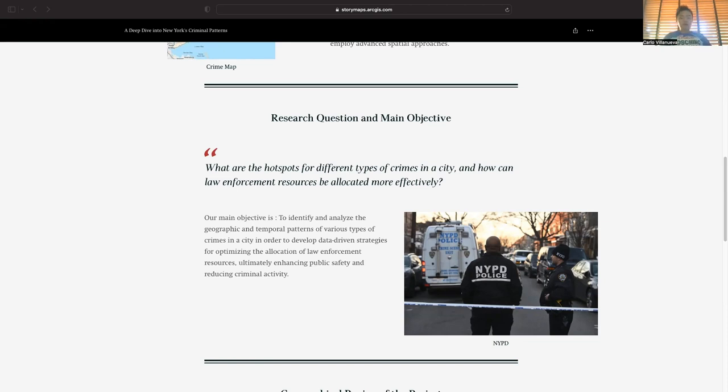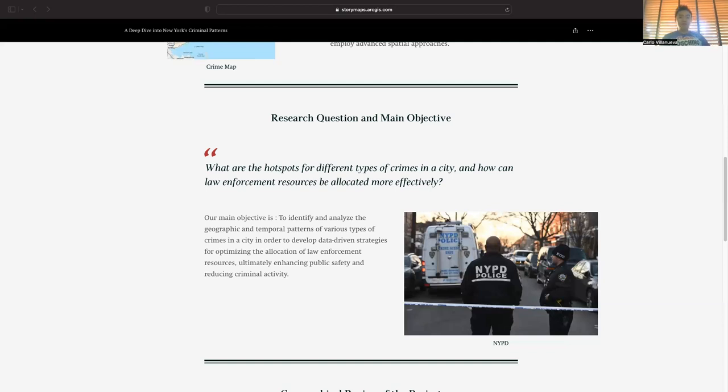Here we have: what are the hotspots for different types of crimes in a city, and how can law enforcement resources be allocated more effectively? And we have here: to identify and analyze the geographic and temporal patterns of various types of crimes in a city in order to develop data-driven strategies for optimizing the allocation of law enforcement resources, ultimately enhancing public safety and reducing criminal activity.